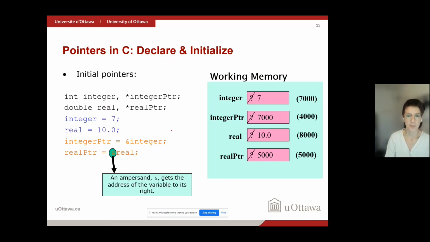Okay, so same thing again here, just showing the working memory as we declare and then initialize our variables. So integer pointer, then real pointer. And again, highlighting the use of the ampersand, that address operator, for the initialization of our pointers, right? So this is going to tell the computer, don't take real, the variable, take the address of real.